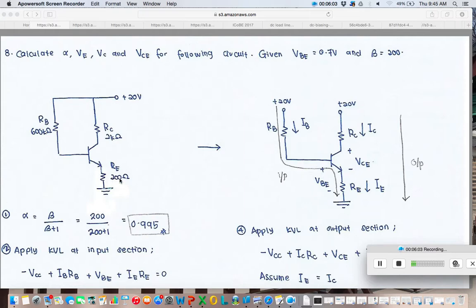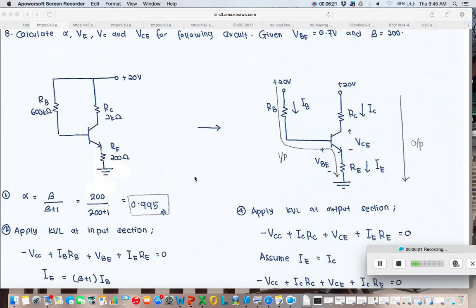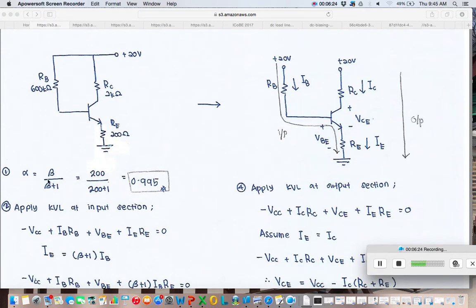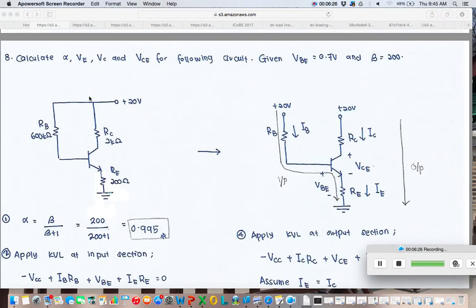So we have an additional RE here at the E terminal. What the question asks you to do is to calculate alpha, VE, VC and VCE for the following circuit, given VBE is 0.7 volts and beta is 200. In case the alpha formula is not given in the question, usually you need to remember or memorize it. So here alpha equals beta over beta plus 1. So you should get 0.995 here.